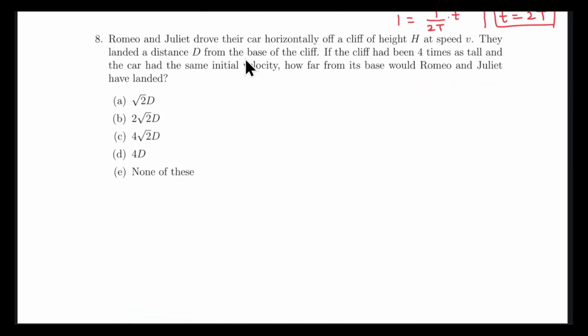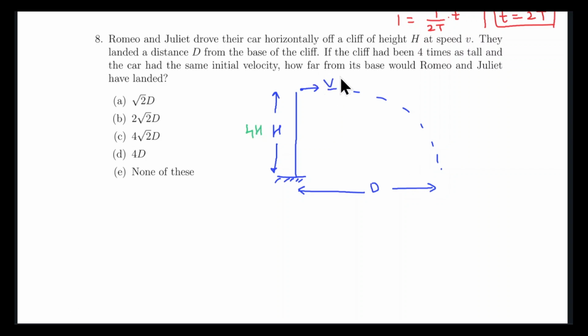Okay, Romeo and Juliet drove their car horizontally off a cliff at height h, oh my goodness, at a speed of v. They landed a distance d from the base of the cliff, and we are now entering the projectile world, guys. If the cliff had been 4 times as tall and the car had the same initial velocity, how far from the base would they land? So this is h, right? This is they jump off with v, and they land at a distance of d. And if the height is now 4 times and this v is still the same v, then what will be this distance?